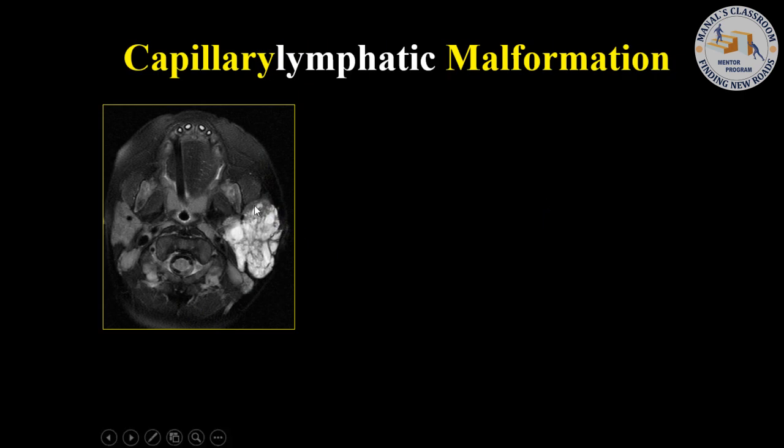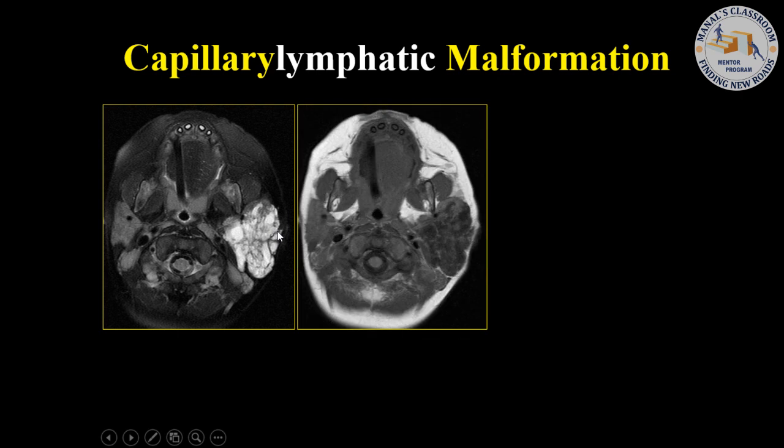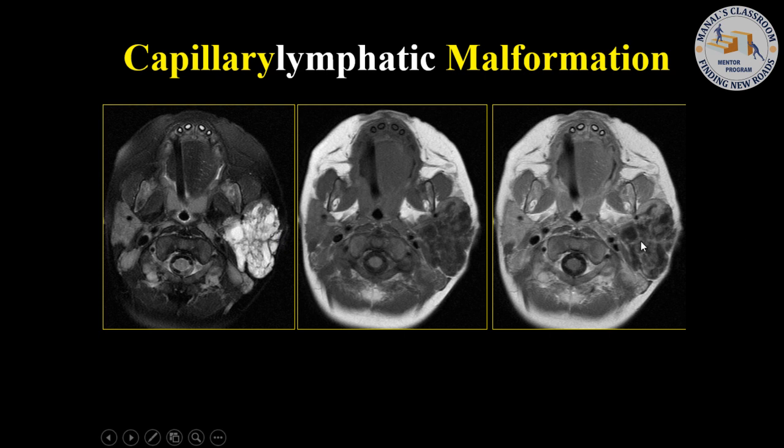So here's an example of a mass involving the left parotid gland, and it's high signal. Can I convince you there are small little tiny striations within this? And then this is non-contrast T1. And when we give contrast, can I convince you there's small enhancement? So this is a classic example of a capillary lymphatic malformation.